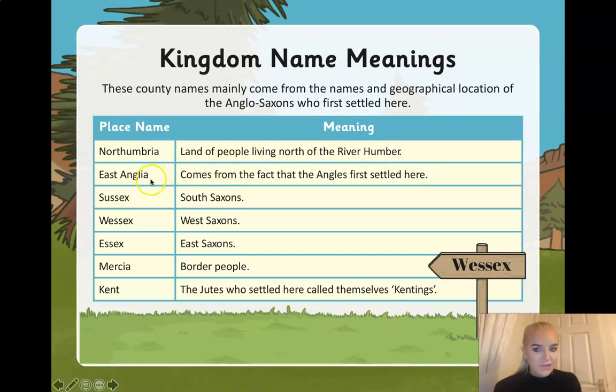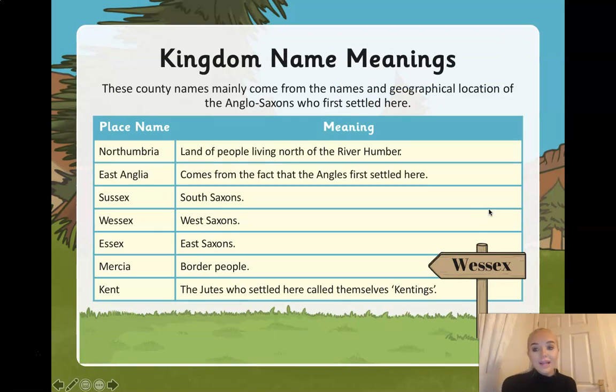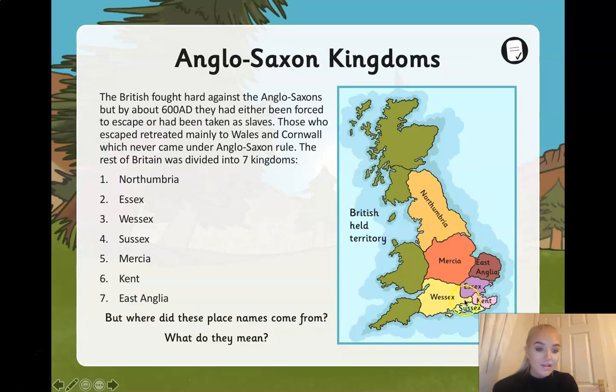Now, we did have a little chat that East Anglia is called East Anglia because it's where the Angles first settled. So they first settled over here, and that's where it got its name from. Similarly, Sussex was named Sussex because that's where the South Saxons first settled, and you can see it is in the south. Essex, do you remember who settled there? That's right, it was the East Saxons. So who settled in Wessex then? Yes, it was the West Saxons. So you had the Angles here, the East Saxons, the South Saxons, the West Saxons.